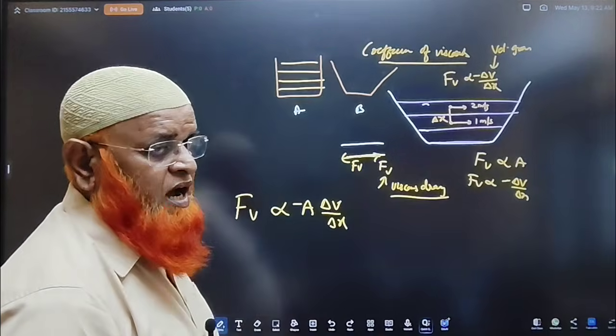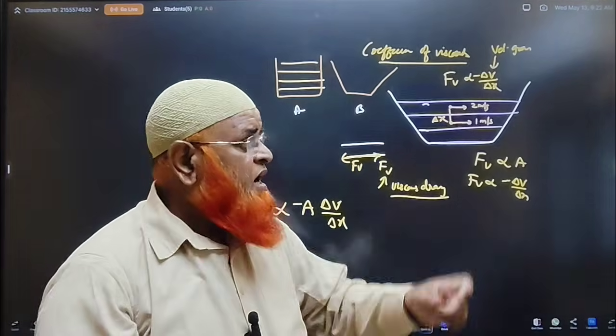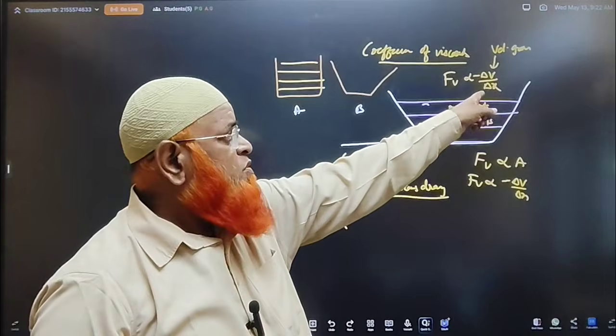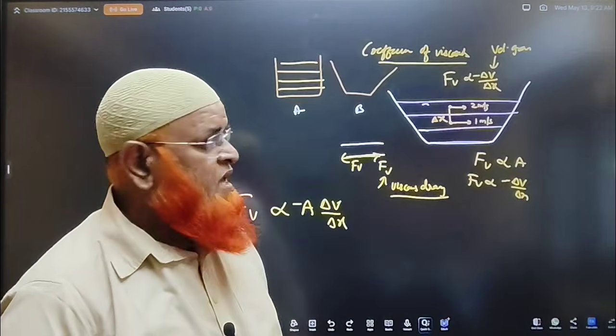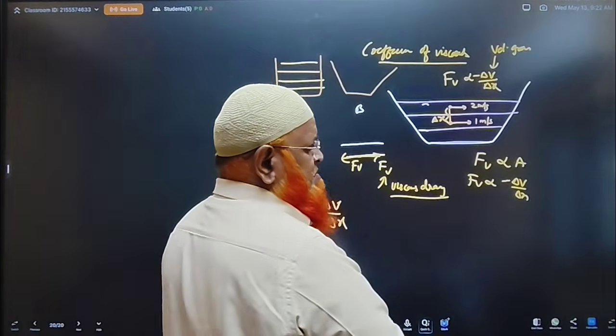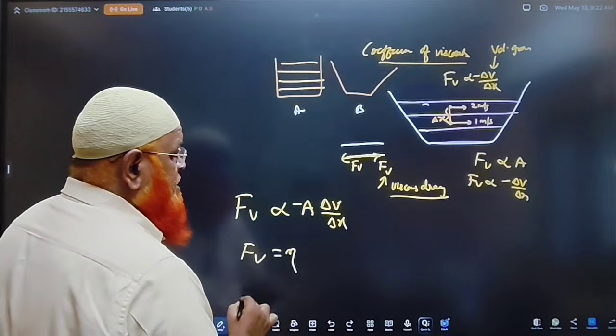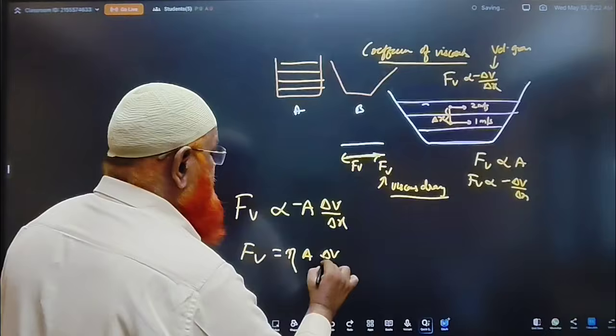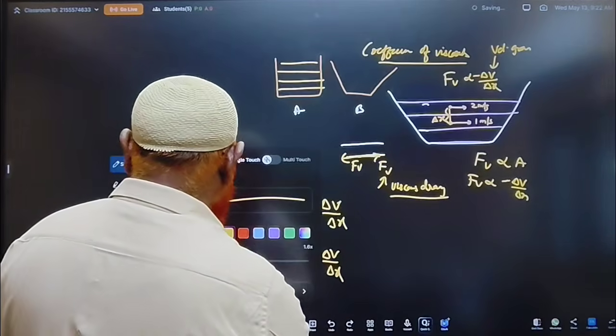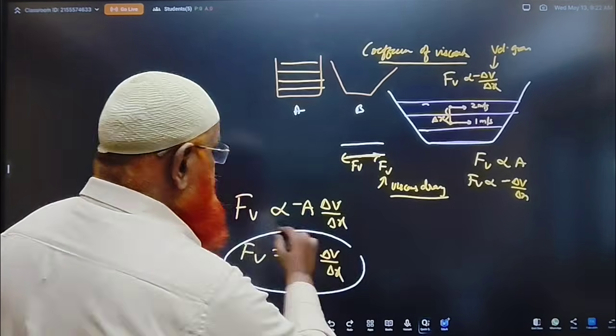Velocity gradient: the decrease in velocity with respect to depth. Decrease in velocity is given by delta V, with depth given as delta X. Now this distance is delta X. Hope you're understanding. If I want to remove this proportionality, I get a constant called the coefficient of viscosity: F = eta A delta V by delta X. This is going to be your formula.